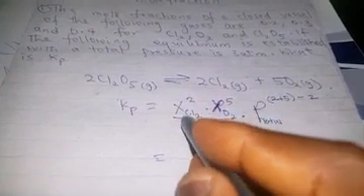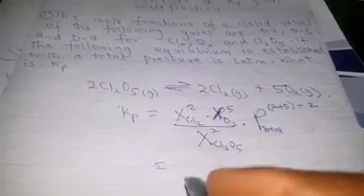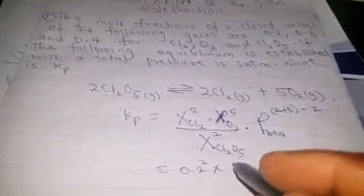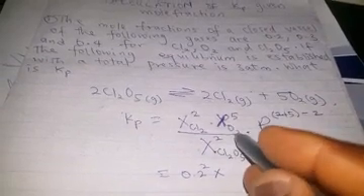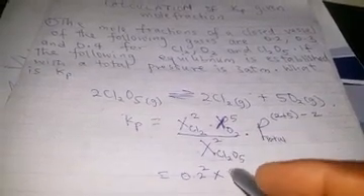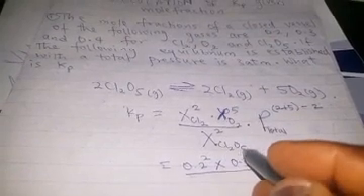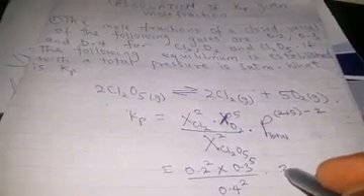So if we continue here, this is now going to be equal to the mole fraction for chlorine in the question is 0.2, so we have 0.2 raised to power 2 multiplied by, for oxygen is 0.3, so that's 0.3 raised to power 5. Now divided by, for Cl2O5 the mole fraction is 0.4, so 0.4 raised to power 2, then times the total pressure in the question is 3.